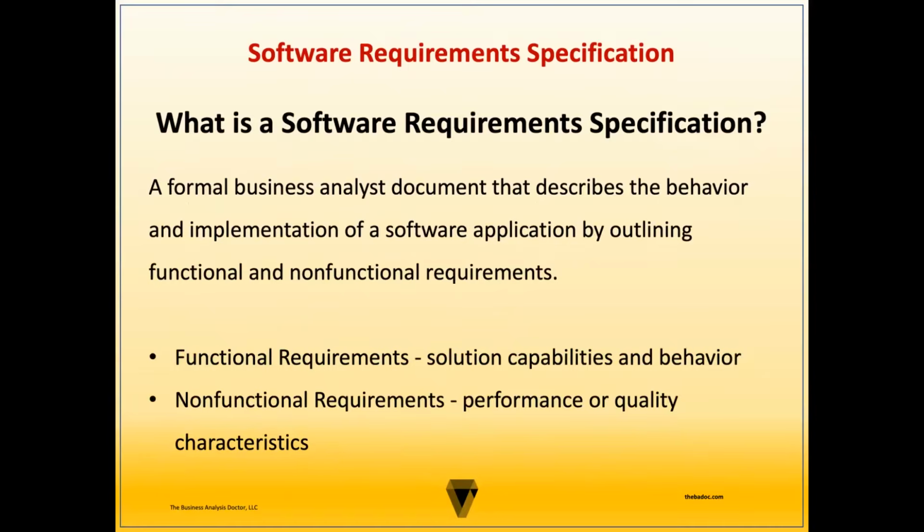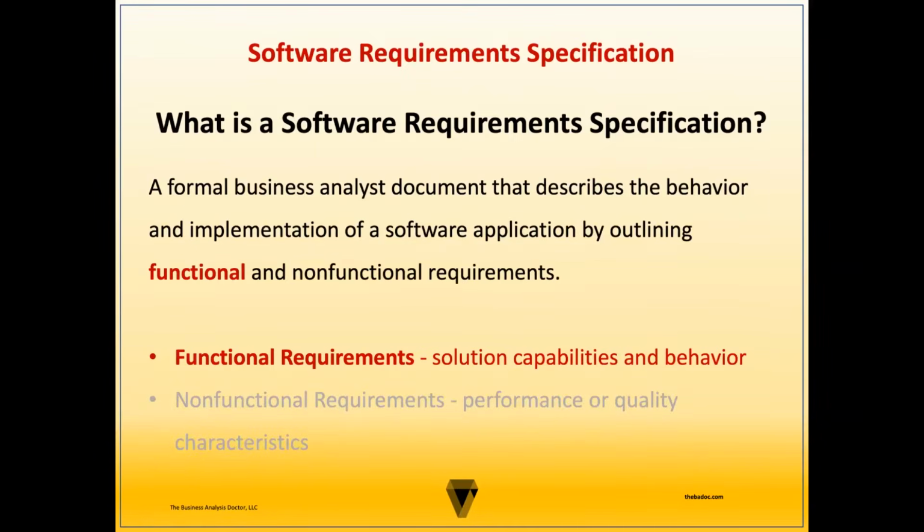So what is a software requirement specification? This is a formal business analyst document that describes the behavior and implication of a software application by outlining functional and non-functional requirements. Functional requirements are statements that describe the solution capabilities and behavior under specific conditions. They also describe the information that the solution will handle.